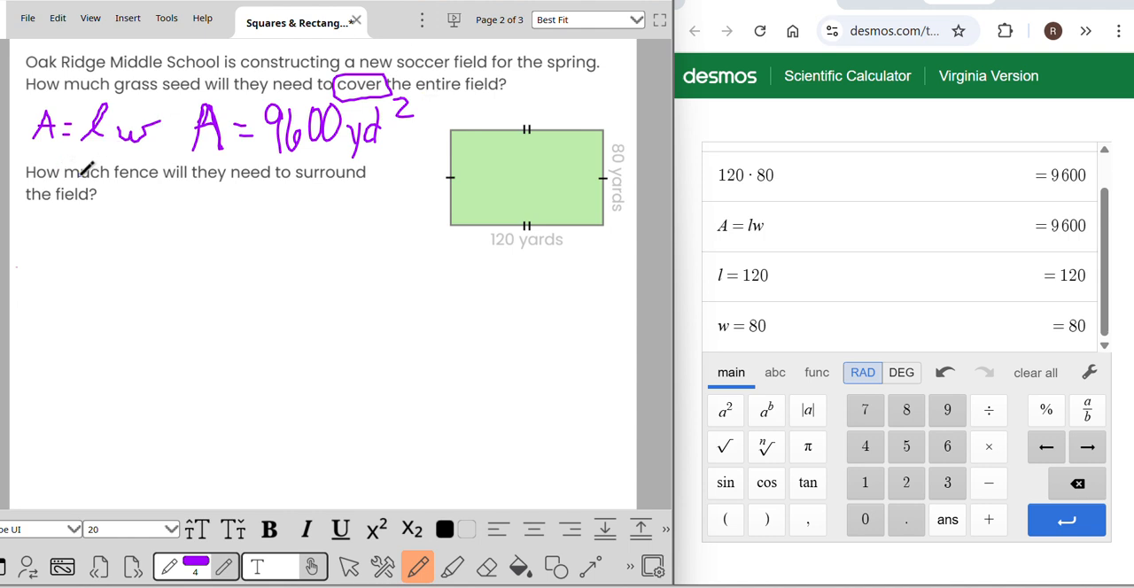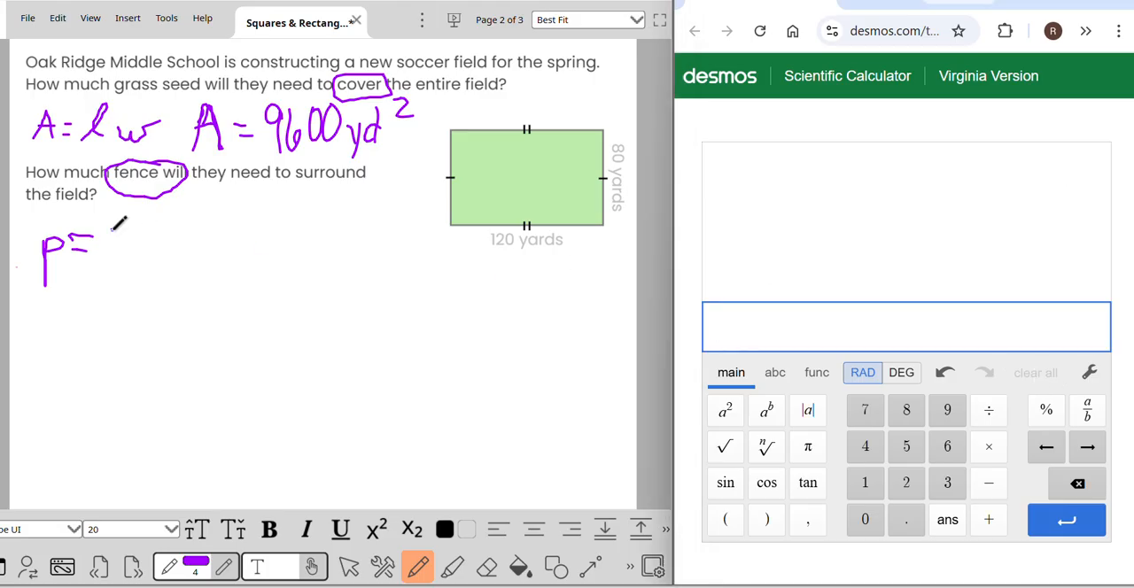All right. How much fence will they need to surround the field? Well, if we think about a fence, is the fence going to be all inside? Well, no, of course not. The fence is going to go around the perimeter, correct? So here we are finding perimeter, and just like I told you before, you can use a formula. I'm not going to, but I can show you how. And I am going to basically just add all the sides.